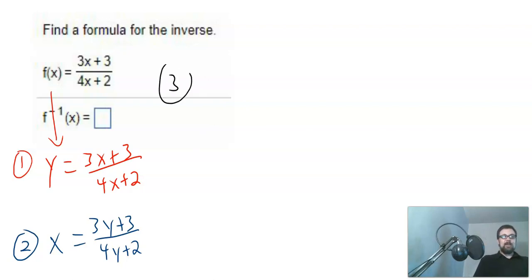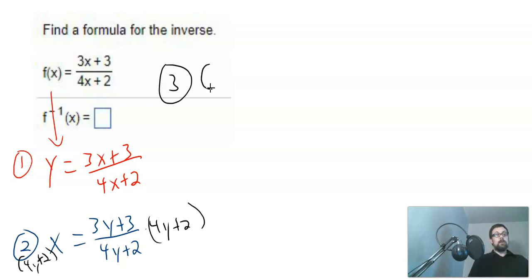So step 3, solve for y. It's going to be tough to do, right? We have a fraction for one thing, so got to think back to what we learned back in chapter 1. How do we deal with equations that are fractions? To get rid of the fraction, we multiply the common denominator to both sides. What is the common denominator here? It's 4y plus 2. So I have to multiply 4y plus 2 to the right-hand side, 4y plus 2 to the left-hand side. I'll use parentheses there.